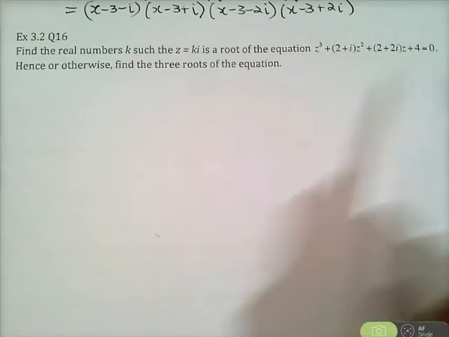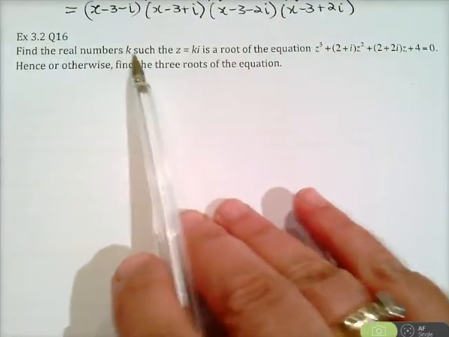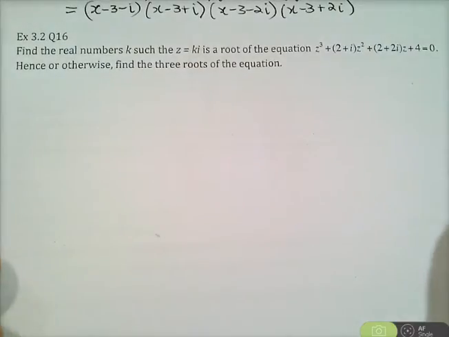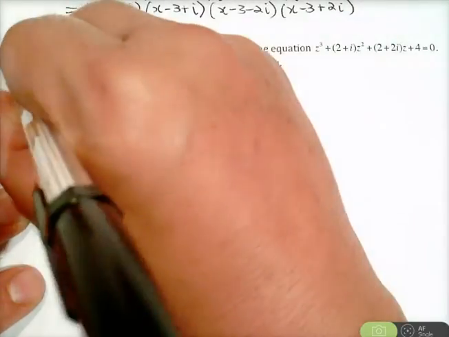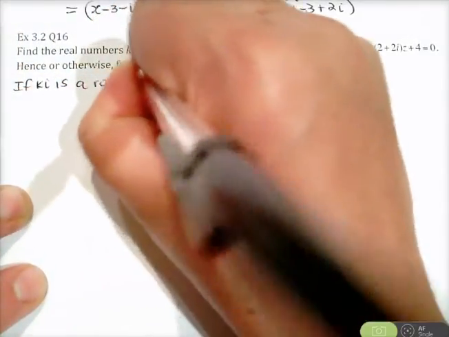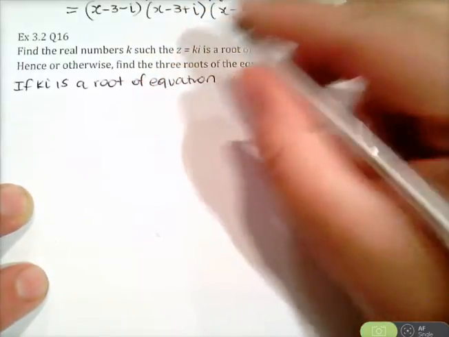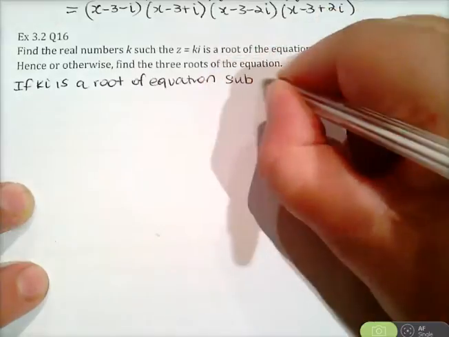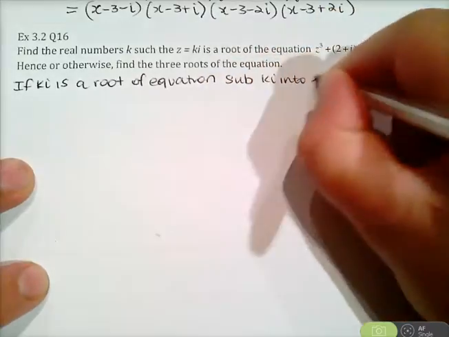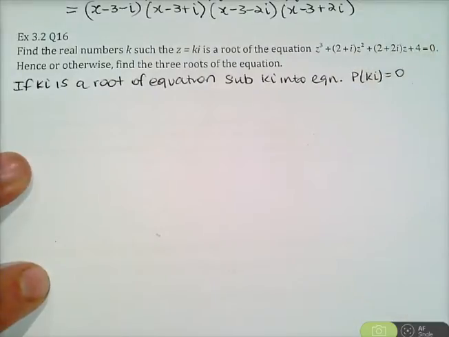Notice that the coefficients are not real, so the roots will not be conjugate pairs of each other. So we have to find the real numbers k such that z equals ki is a root of the equation. So if ki is a root of the equation, then we sub ki into the equation and we use the factor theorem. So sub ki into the equation, and we'll know that p(ki) equals 0 by the factor theorem.